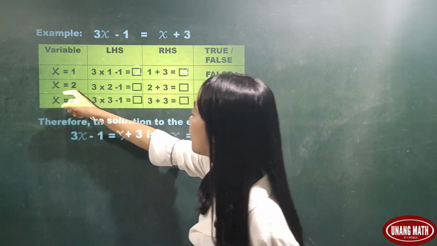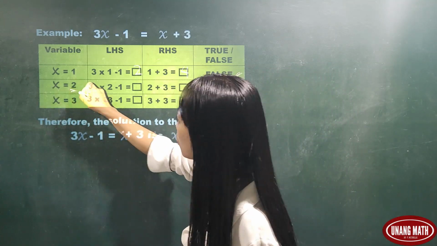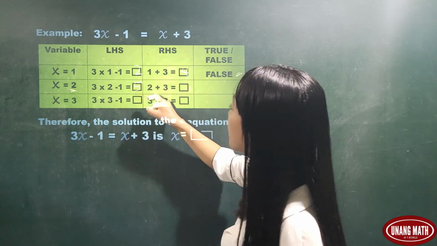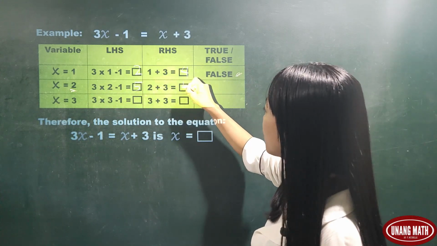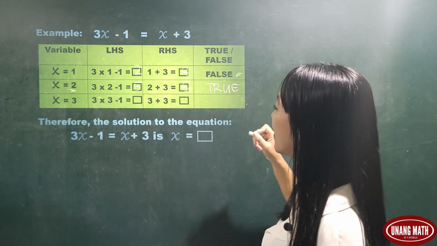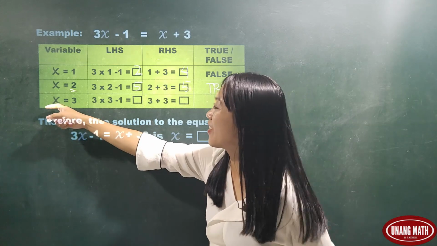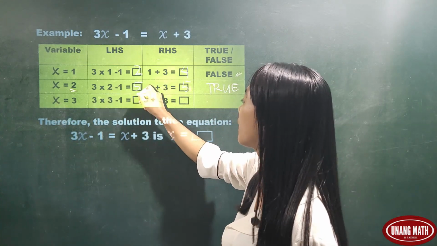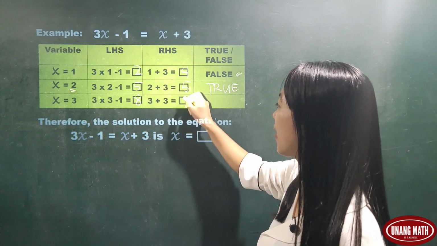Okay, how about if the value of the variable x is 2? So 3 times 2 is 6, minus 1 is 5. 2 plus 3 is 5. So this is true. Okay, let's see if the value of x is 3. So 3 times 3 is 9, minus 1, this is 8. 3 plus 3 is 6.